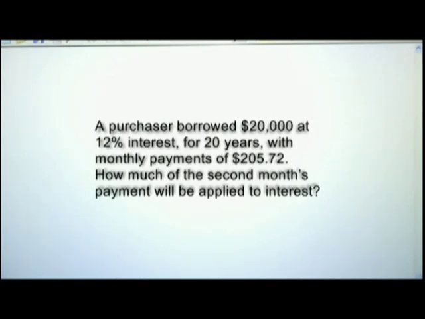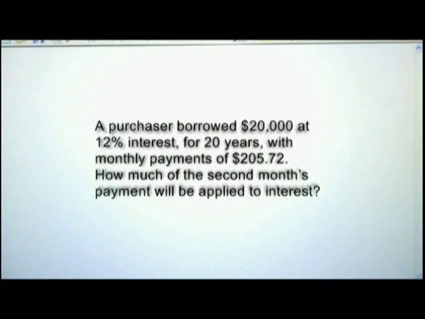This is actually a pretty big problem. There's lots of steps to this problem, but it's not hard. In fact, this teaches us how amortization works. So if we can work through this, you could actually calculate and build your whole amortization table for your home loan.